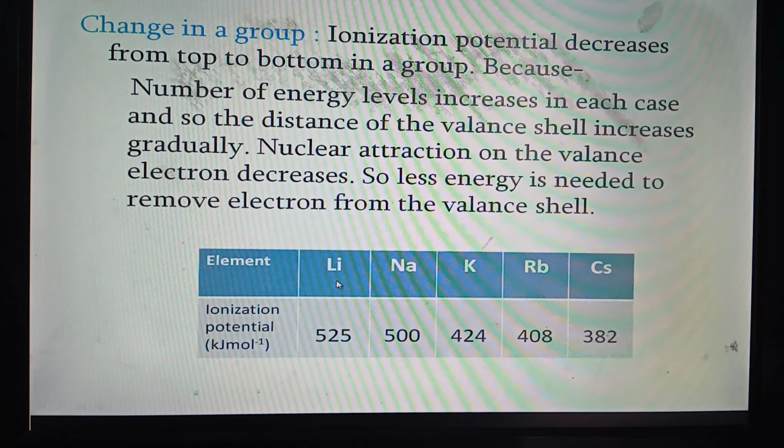I have given the example of group 1. The ionization potential of lithium is 525 kilojoule per mole, whereas for sodium it is somewhat less, it is 500. For potassium it is 424, and it is decreasing gradually from top to bottom in a group.